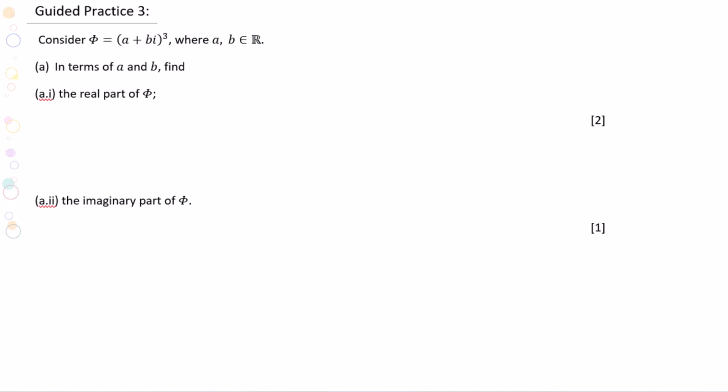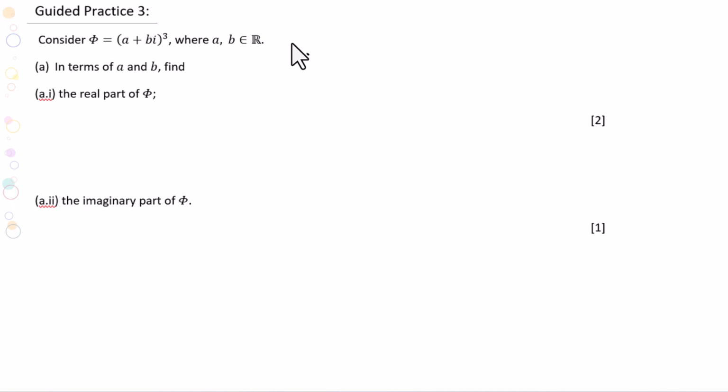Let's go to guided practice 3. Consider phi equals (a plus bi) to the third power, where a, b are real numbers. In terms of a and b, find the real part of phi.